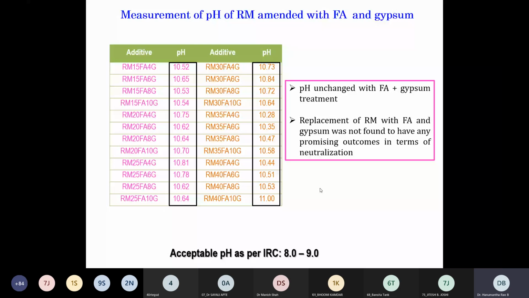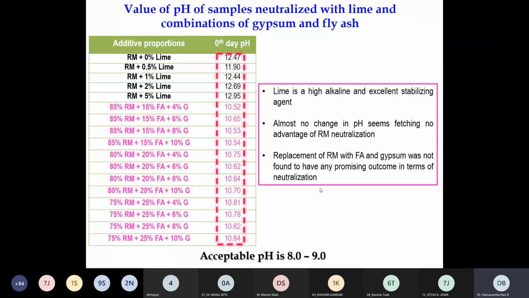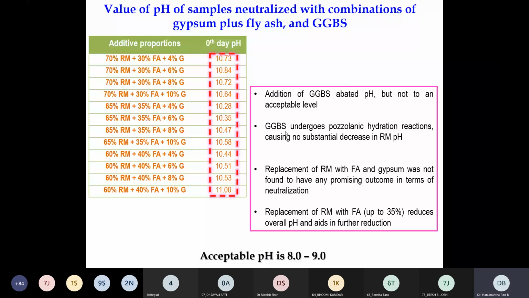Then there are other combinations, such as the addition of lime. When you added lime, there was improvement in the compaction characteristics, but there was no relief in the pH. The pH in fact increased. Instead of decreasing, it enhanced the pH. With the addition of fly ash and gypsum, the pH is about 10.5, but our acceptable range is 8 to 9, as per the IRC code. So we can conclude again that with the addition of lime or the fly ash and gypsum combination, we don't get any benefit in terms of pH reduction. These are the other results on the pH measurement.